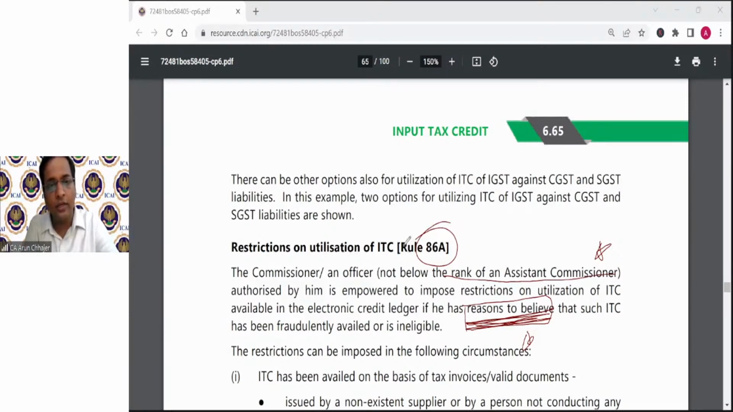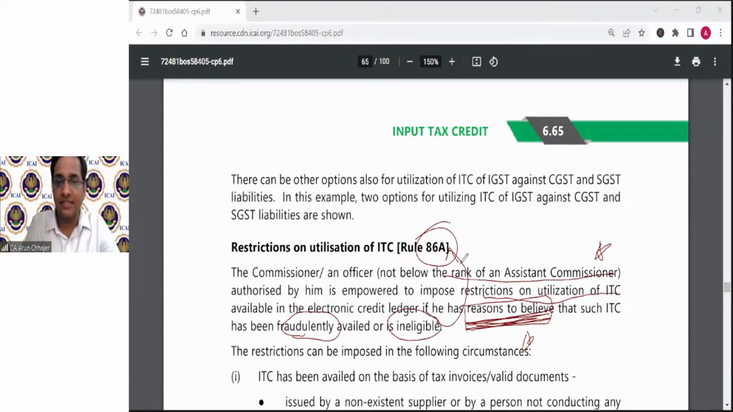Commissioner or an officer not below the rank of assistant commissioner is authorized to impose the restriction on utilization of ITC. Then two words: if it is fraudulently availed or if it is ineligible. Meaning thereby, whether ineligible ITC can also be restricted under Rule 86A, the answer is yes.